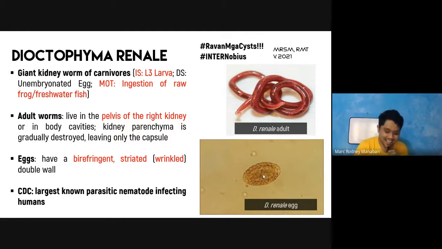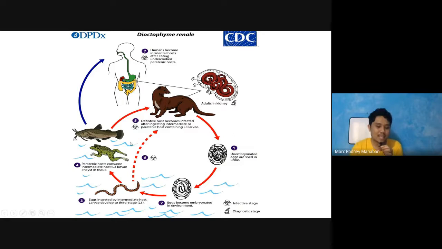Now, for the life cycle, as you can see, humans get it through accidental ingestion of undercooked fish or frog, which contains the larva. Inside humans, they become adults and reside in the kidneys. The eggs can be recovered in the urine, maybe also in the stool. Adults are found in the kidneys, and the adults are really big.